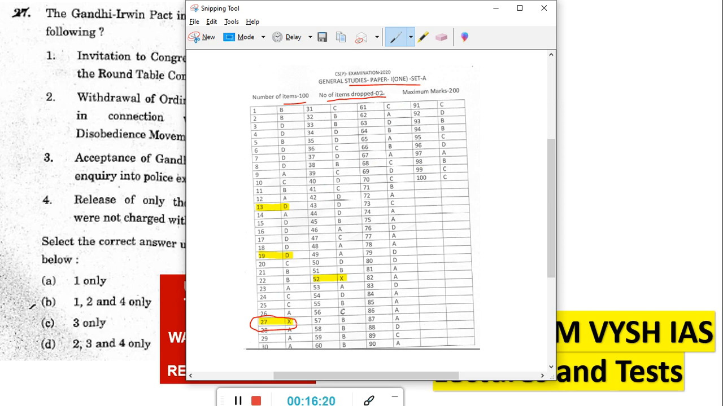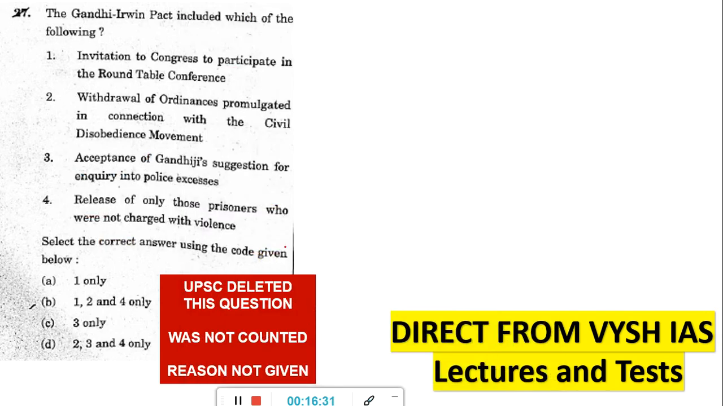If you see question number 27, the answer key is given X, meaning they are not counting it, and 52 also X. When we reach 52, I'll tell you which question that is also. So 27 and 52 they have not even counted, and I have no idea why they have not counted, because this question was pretty simple. It was a straightforward question. Gandhi Irwin Pact, which is there in your Spectrum, and all these points are also there.